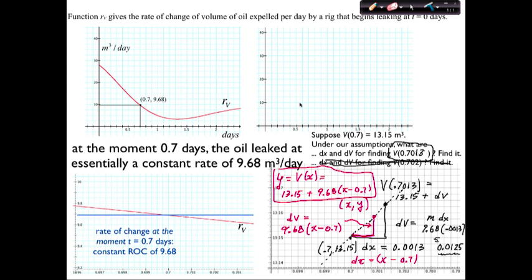So now look, we started out with how much do we have, how fast is it changing every moment? So we picked a moment around 0.7 days, and we have how fast it's changing at that moment, 9.68. And what did we just find? What is y or v of x? It's how much we have at every time in this moment, right? Pick any time in the moment around 0.7, that tells you how much volume of oil is expelled. Okay, so now all we have to do is what we just did for every moment.